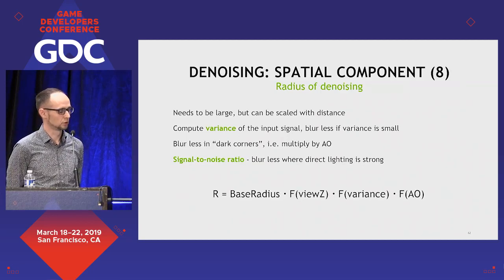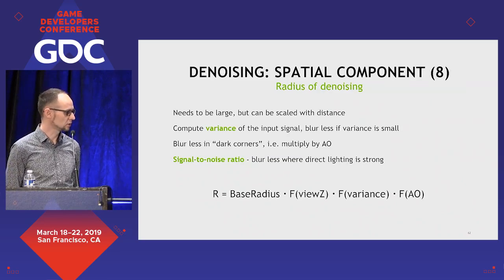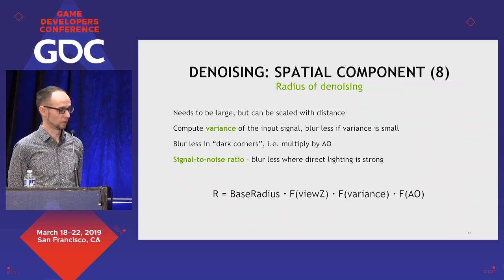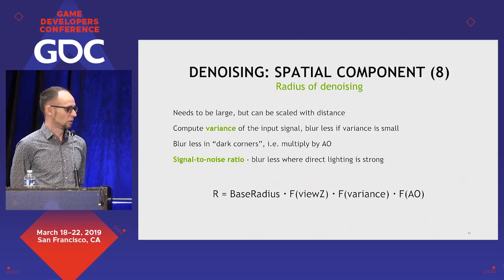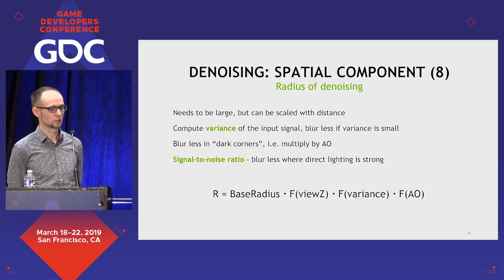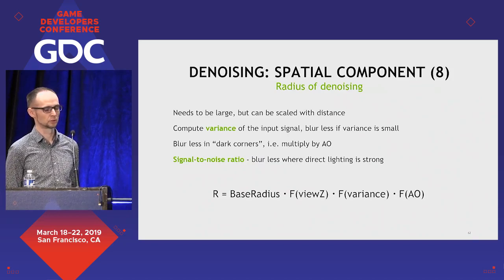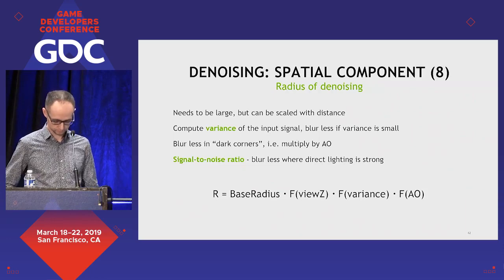So, the radius of denoising, or how wide our blur should be. Skipping unnecessary details, it needs to be large, but can be scaled with distance. Variance is our friend. By the way, variance is the deviation from the average of some samples. The idea is to blur less if variance is small. Also, it's a cheat, but we can use ambient occlusion to blur less in dark corners. At least it works in most cases. Another good idea is to always use signal-to-noise ratio and blur less where the noise signal contribution to the final image is small.